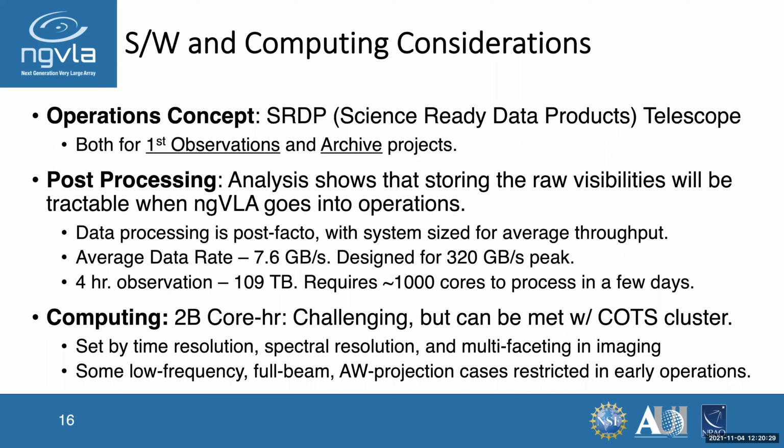In terms of post-processing, it also shows that storing raw visibilities will be tractable when the ngVLA goes into operations. This is, of course, unlike the SKA, and this is because we're basically throttling back cases that blow up the system. Average data rates, we're talking about 7.6 gigabytes per second, designed for a 320 gigabyte per second peak. So a 4-hour observation is roughly 110 terabytes and requires about 1,000 cores to process in a few days. Computing is a 2 billion core hour problem, so challenging, but can be met with an off-the-shelf kind of cluster. And this is obviously set by time resolution, spectral resolution, and multifaceted imaging. In the cases where we do some low frequency full beam wideband imaging, which requires AW projection, that's a cost of 1,000 in terms of processing. These are really the fringe cases.